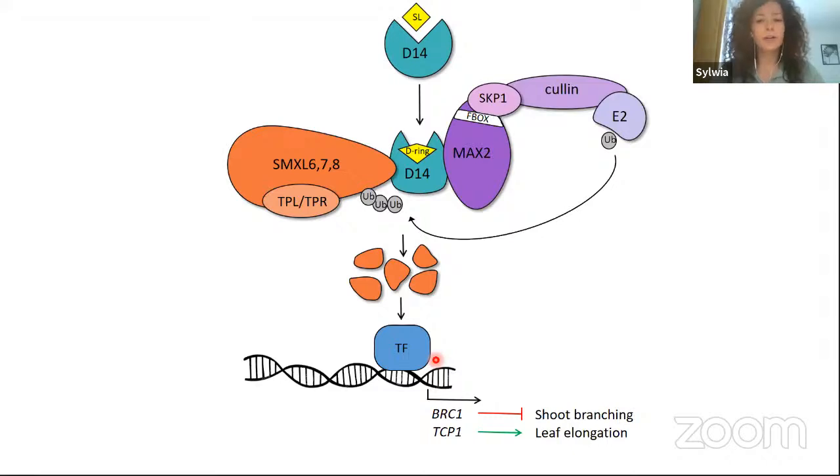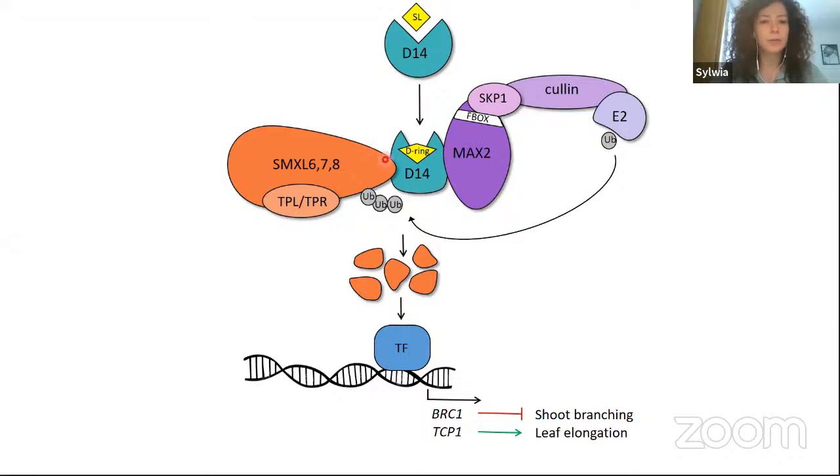For now, only several of those are known: BRC1, which is important for shoot branching, and TCP1, which is important for leaf elongation. However, as I just mentioned, D14 is not the canonical receptor for strigolactones among other plant hormones.